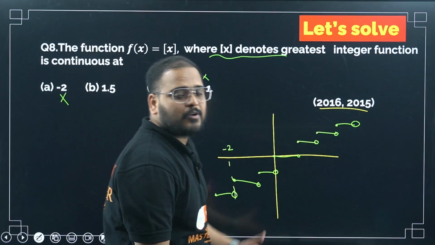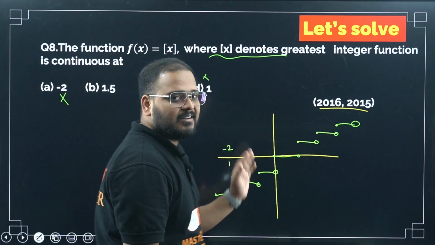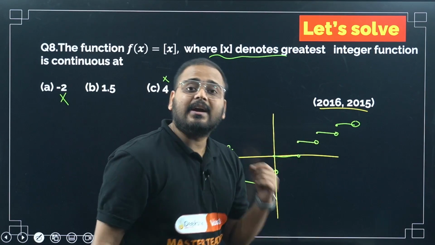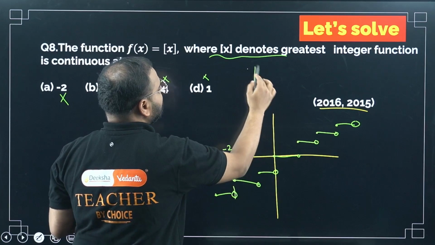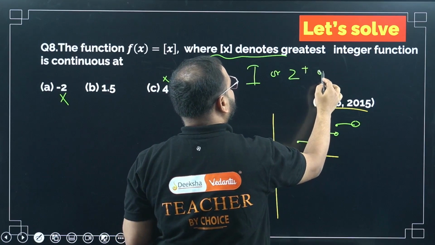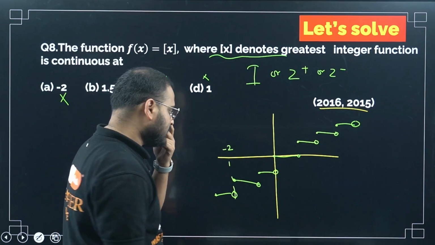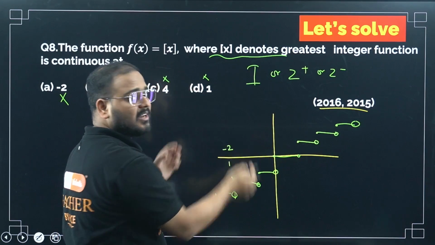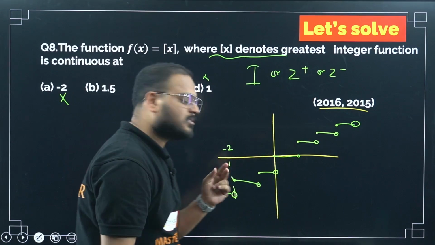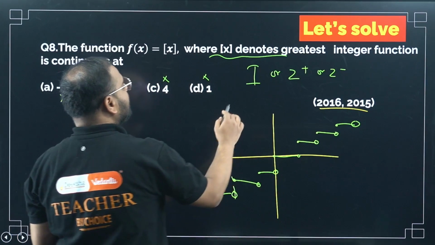How, sir? I told you, when I was teaching you this part, at limits I was doing, no? At integral value, at all the integral values, whether plus or minus, anything, even at 0, the greatest integer function has 2 different values. On the left it has a different value, on the right it has a different value. So limit will not exist.